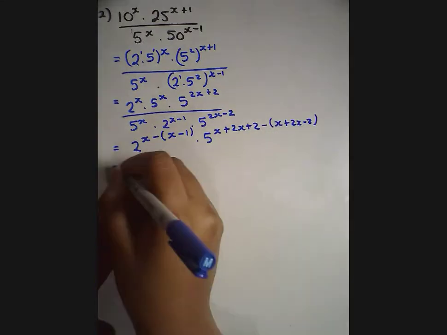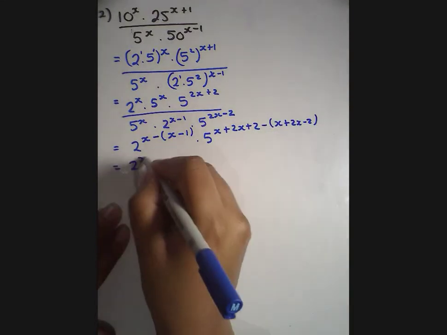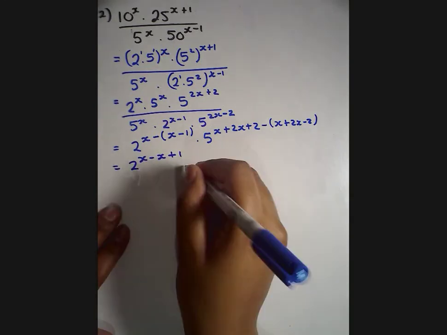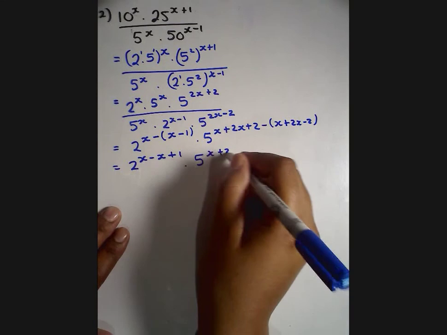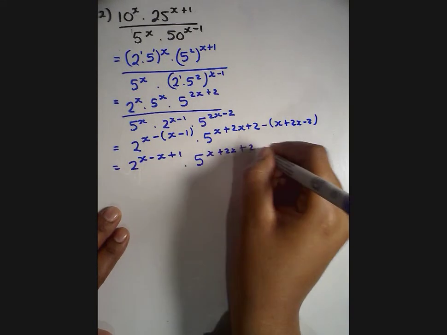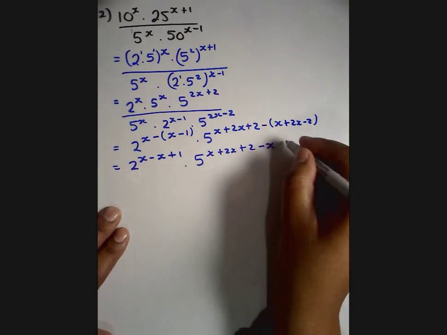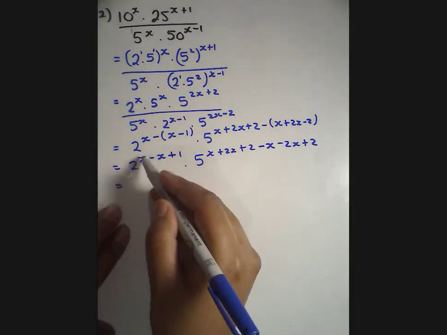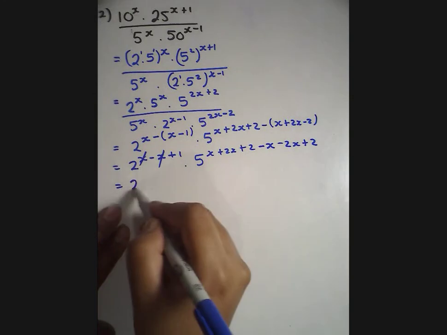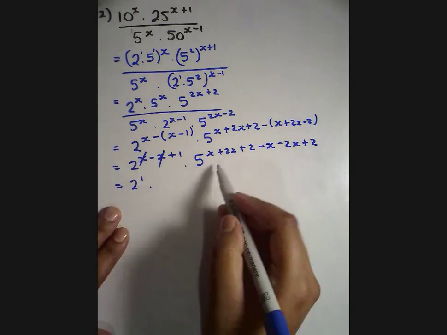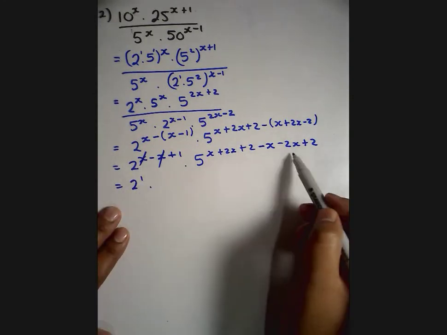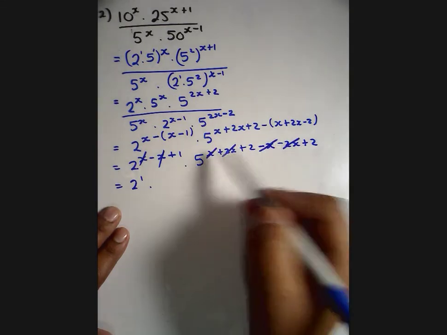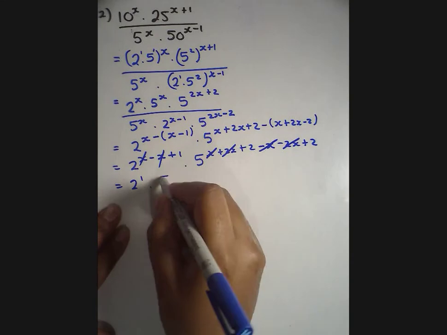And then now you multiply out. So 2 to the power of x minus x plus 1, dot 5 to the power of x plus 2x plus 2 minus x minus 2x plus 2. I simplify. This cancels out with this. I'm left with positive 1. Then you go here. These x and 2x and minus x and minus 2x here also cancel out each other, and 2 plus 2 is 4, so 5 to the power of 4.